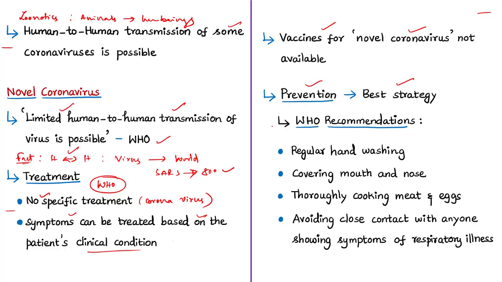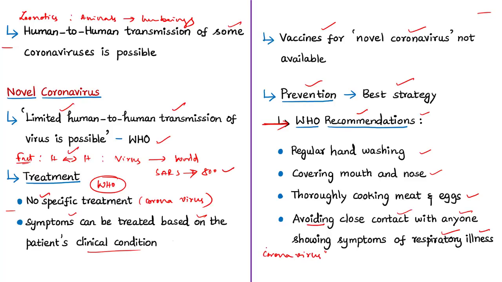So, WHO has issued standard recommendations to prevent the spread of this viral infection. This includes regular hand washing, covering mouth and nose when coughing and sneezing, and eating thoroughly cooked meat and eggs. WHO has also recommended avoiding close contact with anyone who shows symptoms of respiratory illness such as coughing and sneezing. So this is all you need to know about this novel coronavirus.